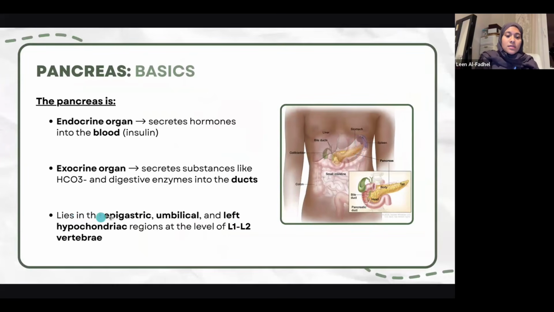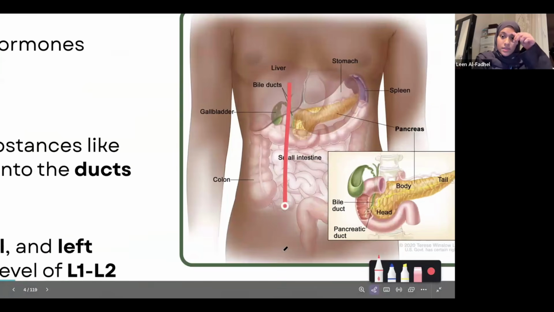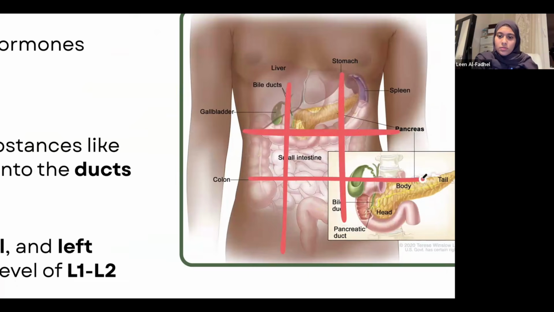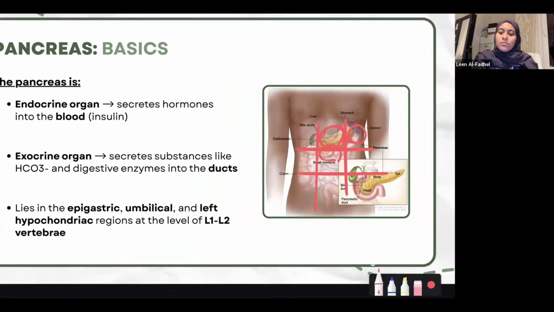And it lies in the epigastric, umbilical, and left hypochondriac regions at the level of L1 to L2 vertebra. So, if we draw right here, I'm pretty sure you guys have taken this. If we draw 9 quadrants, this should have been a bit more up. It lies over here, which is the epigastric. It lies over here, if you can see it, the umbilical region, and it lies at the left hypochondriac region. Okay?